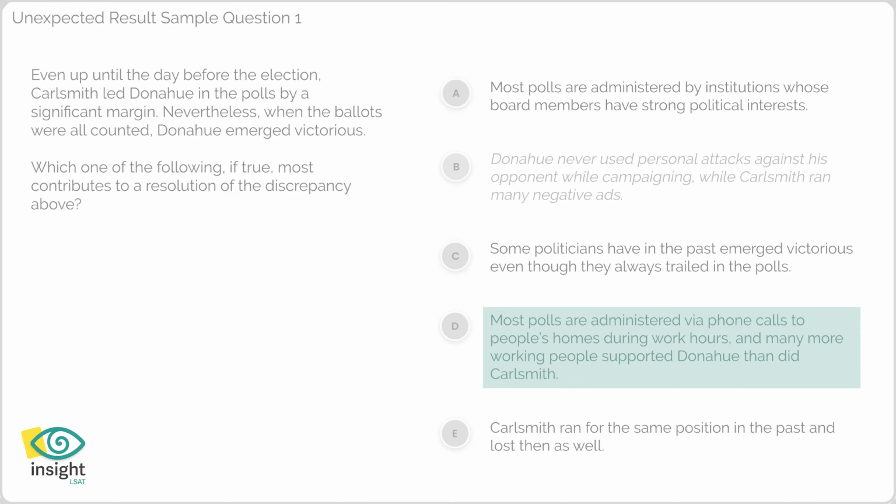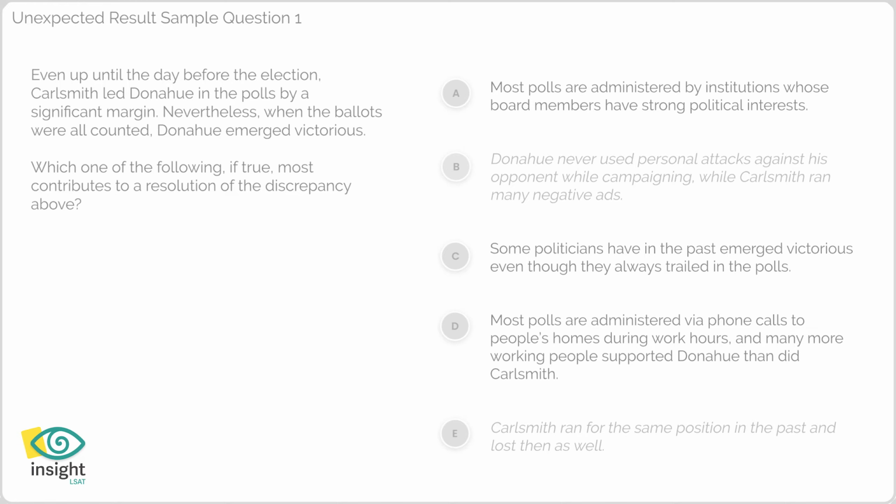But let's be thorough and check out the last one. E. Carl Smith ran for the same position in the past and lost then as well. Yeah, but that's a different time, and this doesn't tell us anything about the polling issue. We can knock this one out. Okay, so D looks pretty good. That's the one to beat.